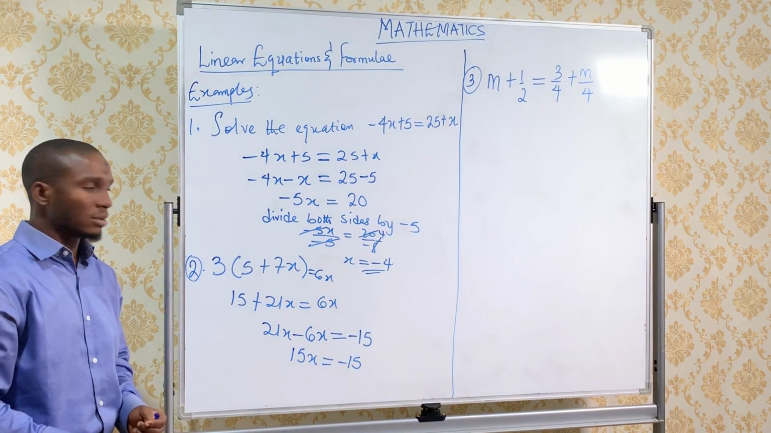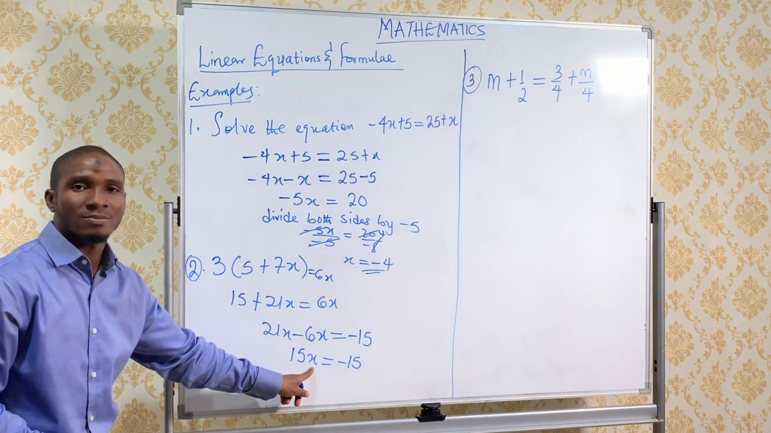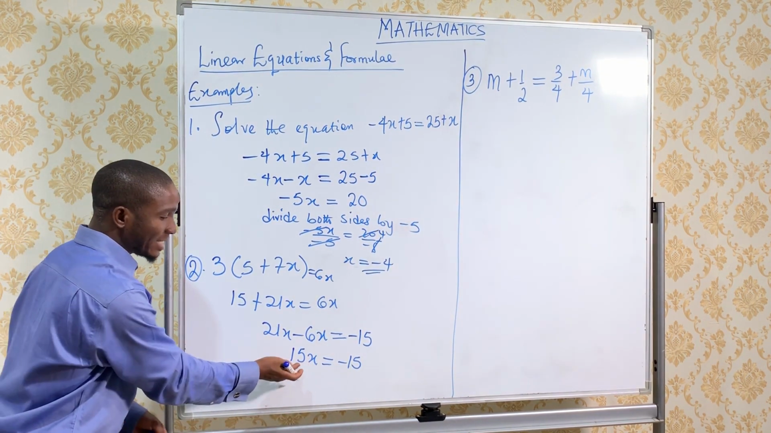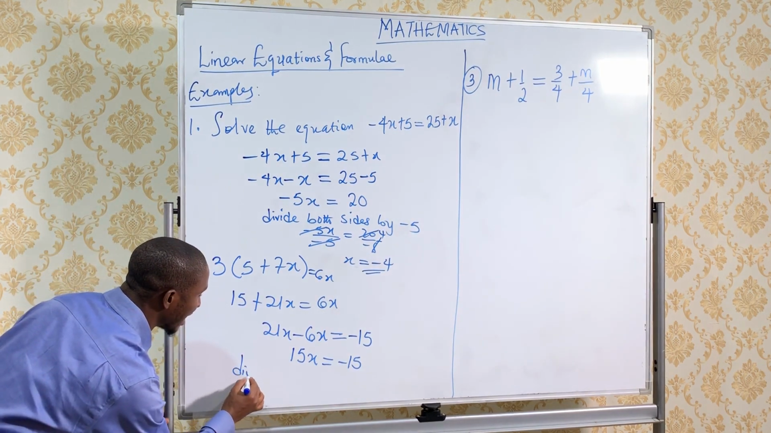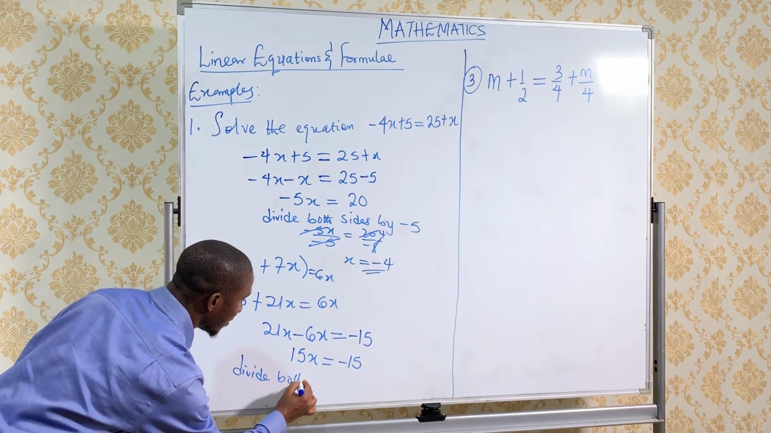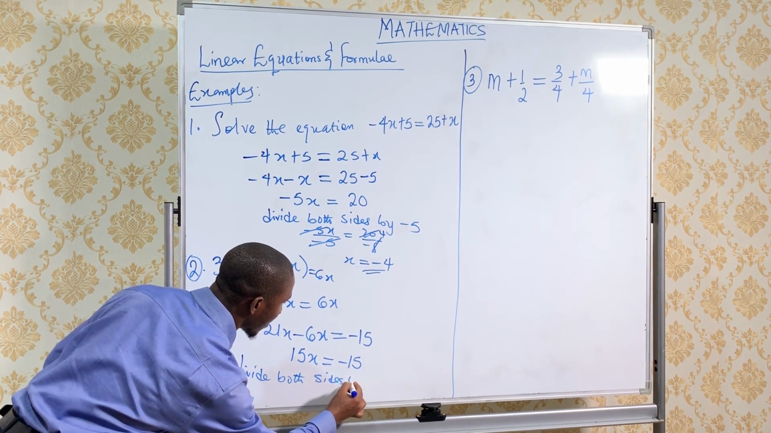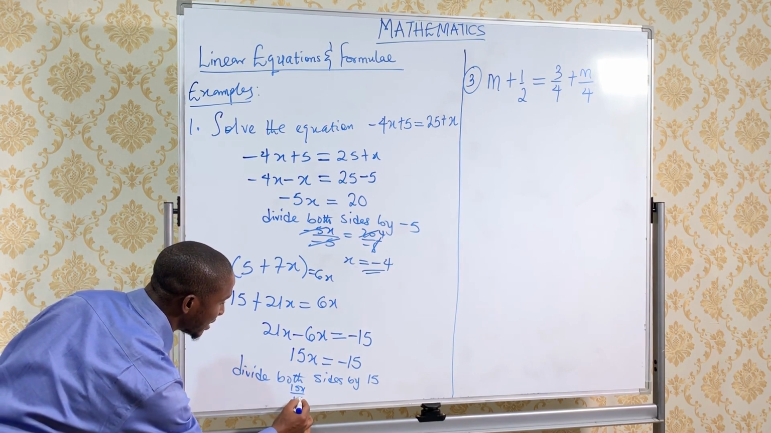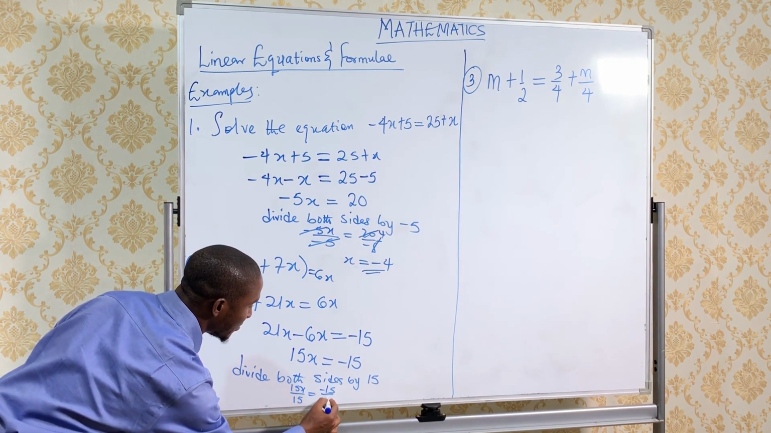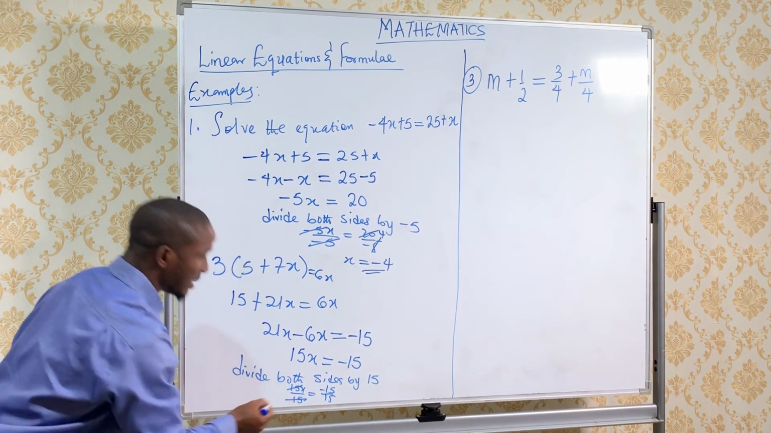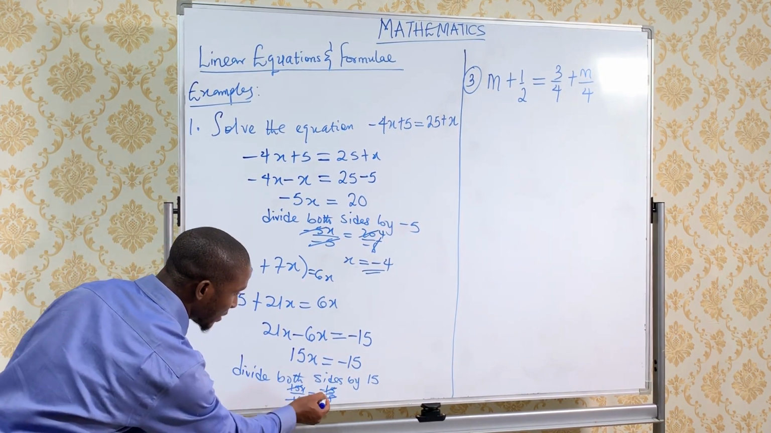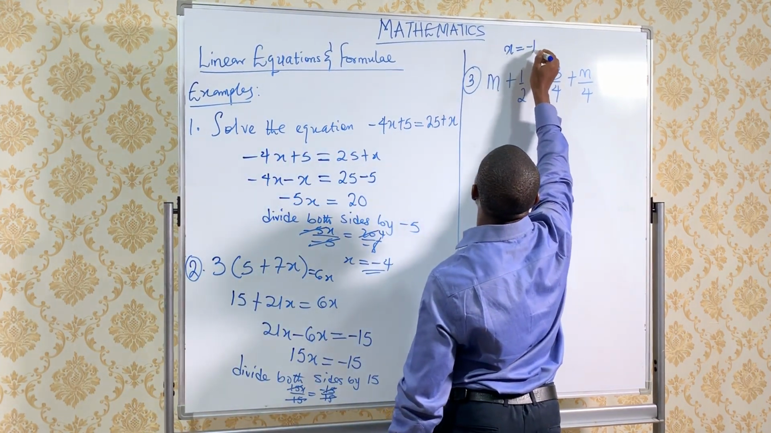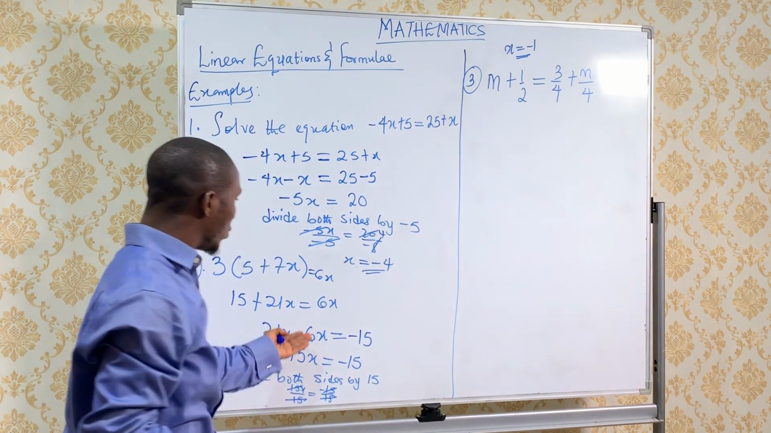Now, since we are looking for x, we divide both sides by the coefficient of x. The coefficient of x here is 15. So we divide both sides by 15. So you are going to have 15x divided by 15 equals minus 15 divided by 15. 15 cancels 15. Finally, we have minus 1 left. Therefore, our x now becomes minus 1 in this equation.